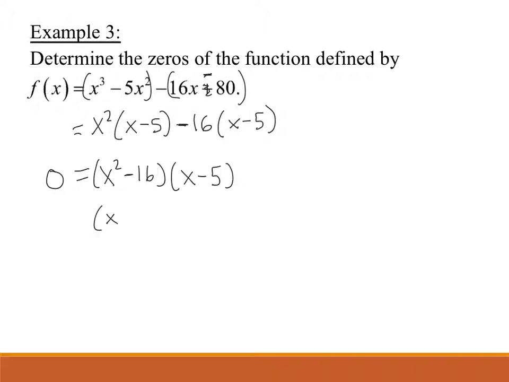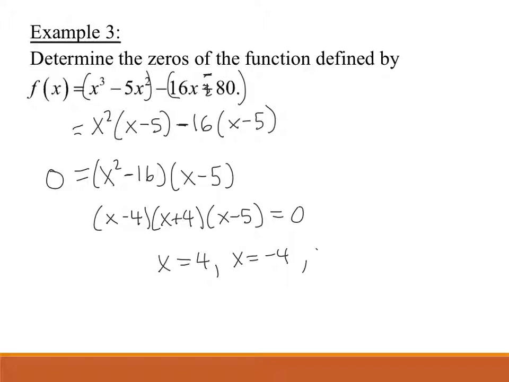So this is x minus 4, x plus 4, x minus 5, right, equals 0. And my zeros now are x is equal to 4, x equals minus 4, and x is equal to 5. So there's my zeros.